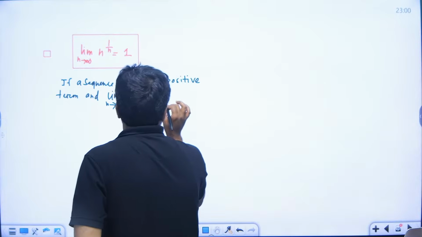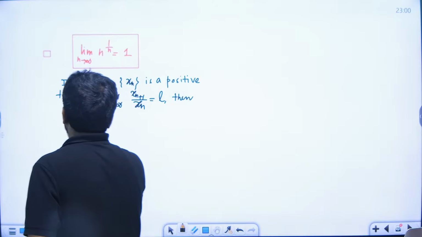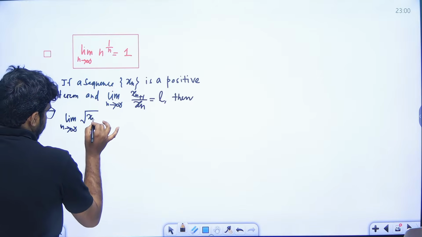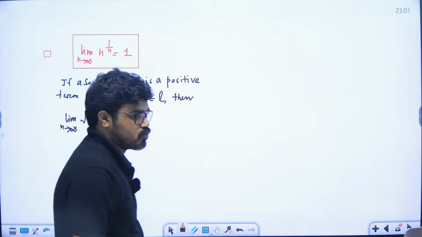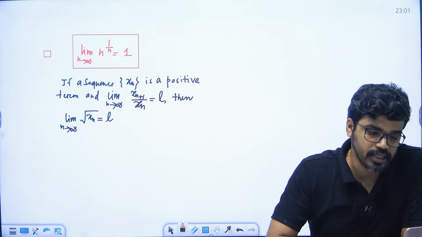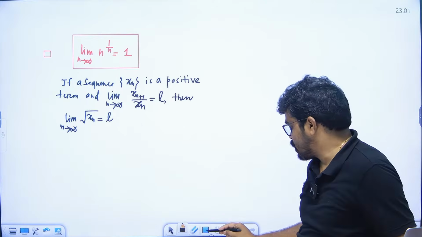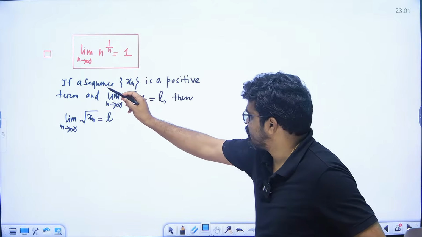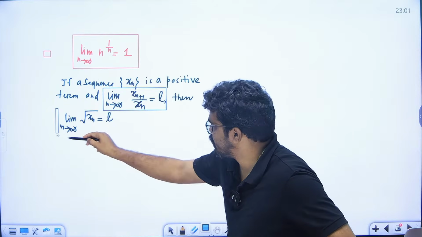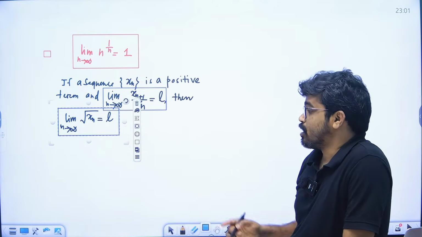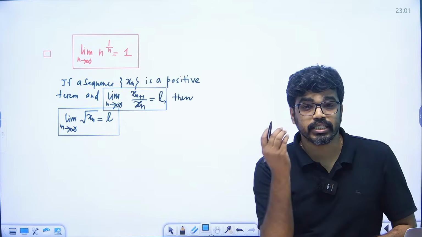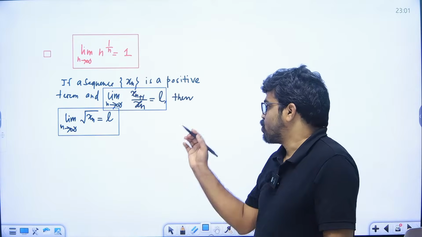Then the limit as n tends to infinity of xn to the power 1 by n is equal to L. That is, if the limit as n tends to infinity of xn plus 1 by xn is equal to L, then the limit as n tends to infinity of xn to the power 1 by n equals L. So this is basically the corollary of Cauchy's second limit theorem. Okay, note this result.